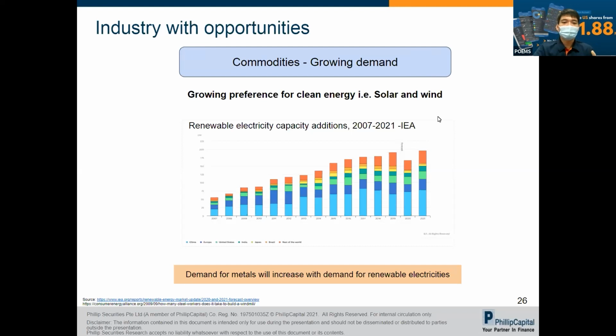And how this affects commodities is that for all these farms, like solar farms and wind farms, you require lots of metal and a lot of raw materials to build them. For a wind turbine, for instance, just the turbine alone, for one of it, you will need over 200 tons of steel. And for a wind farm, you require multiple windmills. So you can imagine the amount of materials you need just to build one farm. So the demand for commodities will definitely be growing over the years.